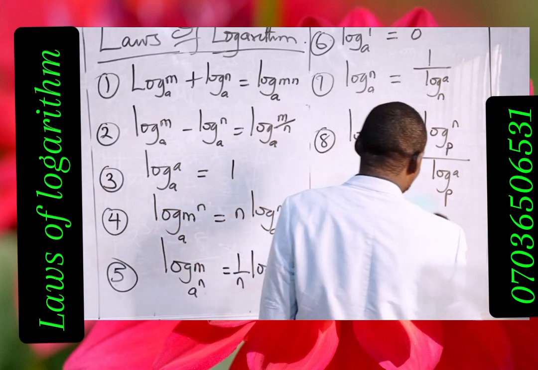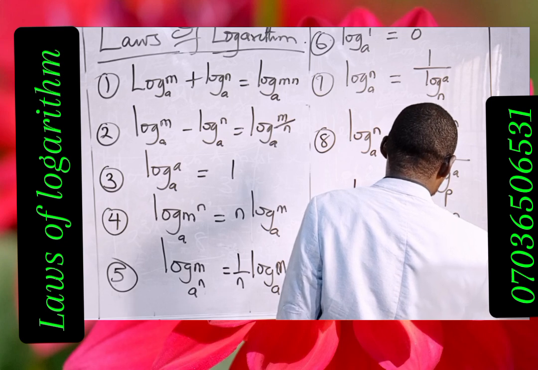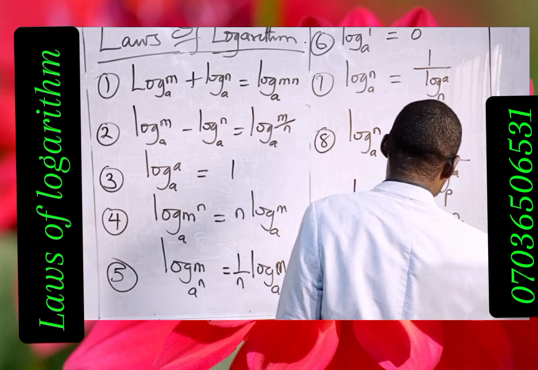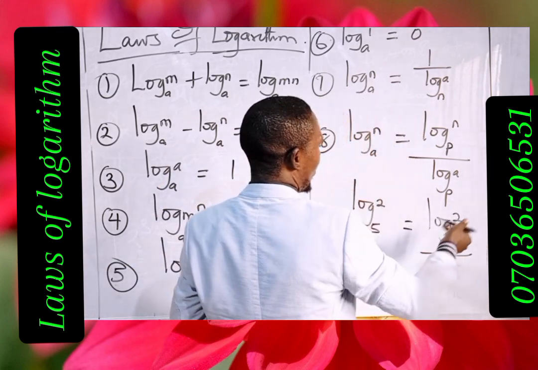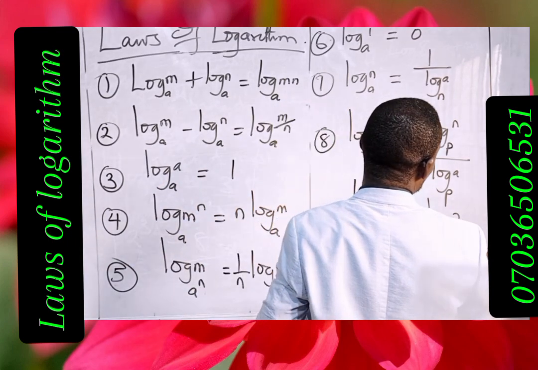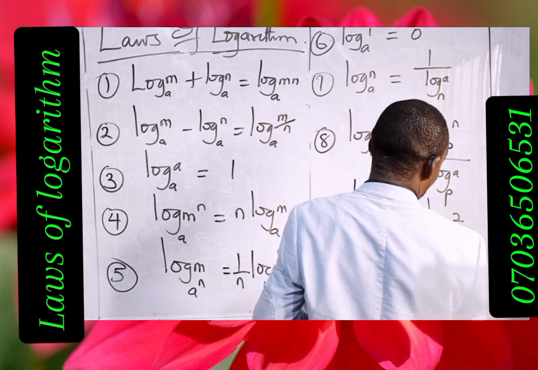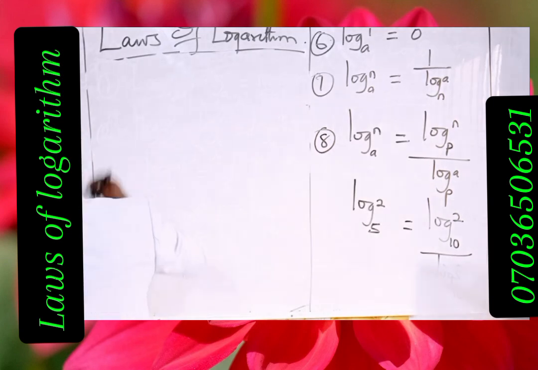So here is the same thing as log 2, introduce 10, over log 5 base 10. We can easily do this now. We know that log 2 base 10 is 0.3010. This one too, we know the logarithm. So this is now the example.